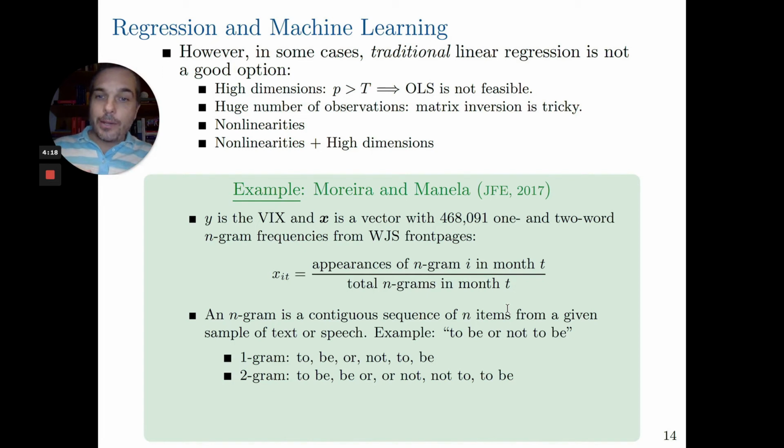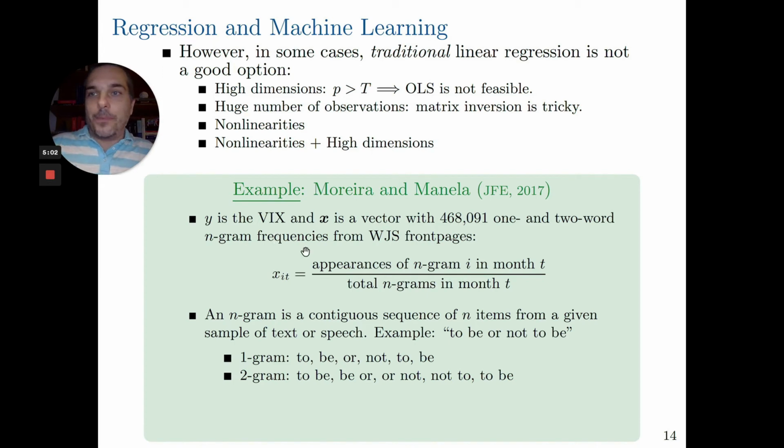Now, n-grams, for example two-grams, are combinations of two words that are close together. So, "to be," "be or," "or not," "not to," "to be." These are the n-grams. Okay? So they compute these for the Wall Street Journal, so they have these variables. Imagine how big is this set of variables. See? Almost 500,000 variables. Impossible to run a regression. They want to use these axes to explain the movements in VIX.